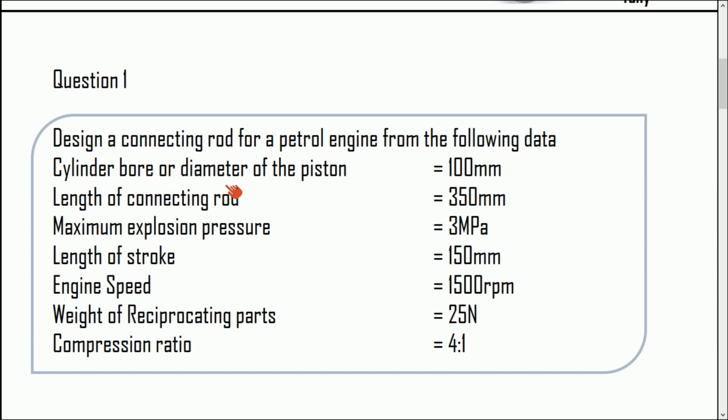Cylinder bore or diameter of the piston 100 mm, length of the connecting rod 350 mm, maximum explosion pressure 3 megapascal, length of the stroke 150 mm, engine speed 1500 rpm, weight of the reciprocating parts 25 newton, and compression ratio 4:1. These are the data available with us, and we have to design the connecting rod based upon these data. Now let us move into the solution part.